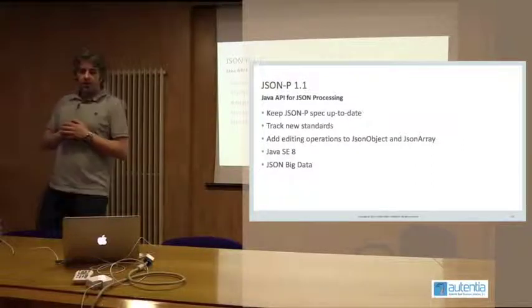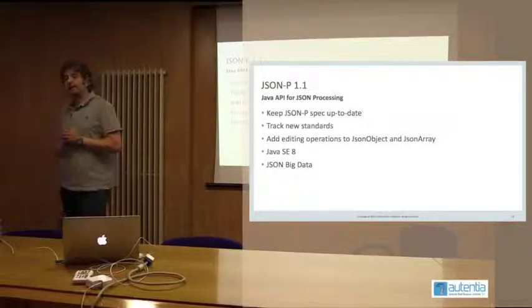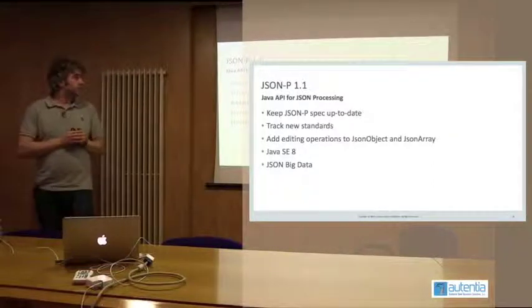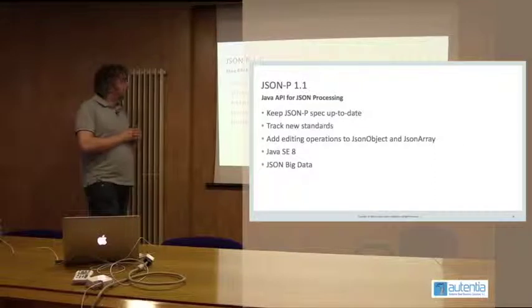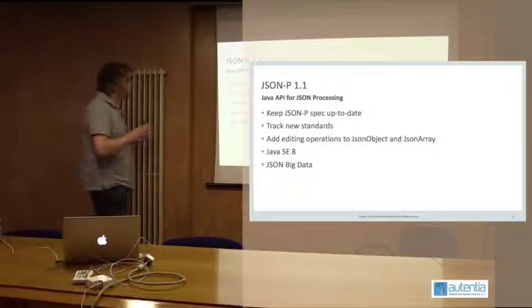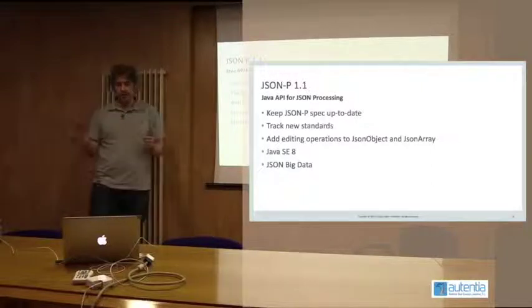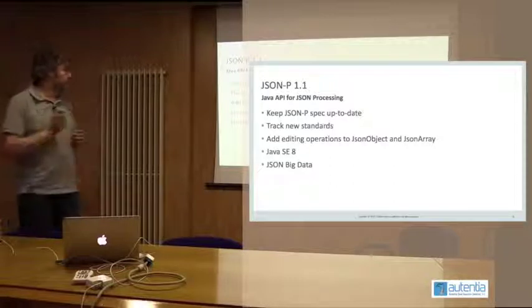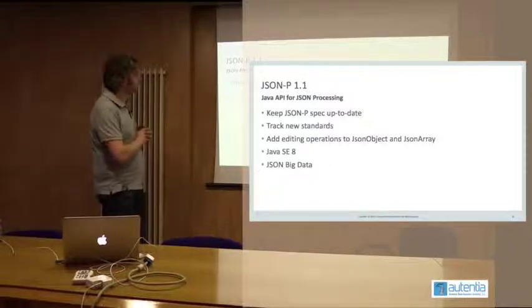In that space, another API that we would like to enhance is JSON-P. JSON-P has been added to Java EE 7, so it was a new Java EE 7 API. And in JSON-P 1.1, we would like to do different things. We would like to adopt some of the new standards in the JSON space. We would like to add support for Java SE 8 and so on. So let's look at some of those.